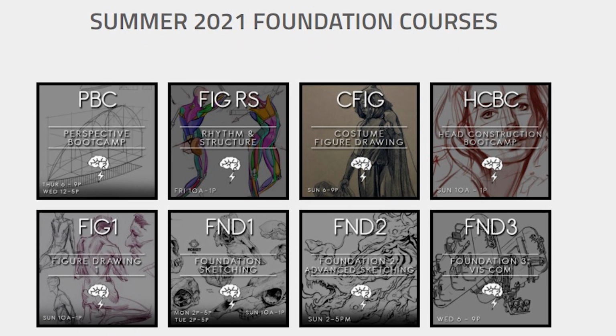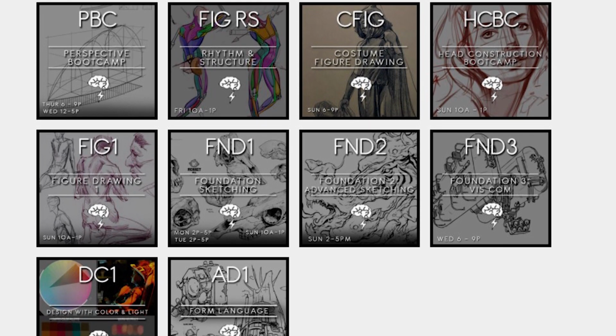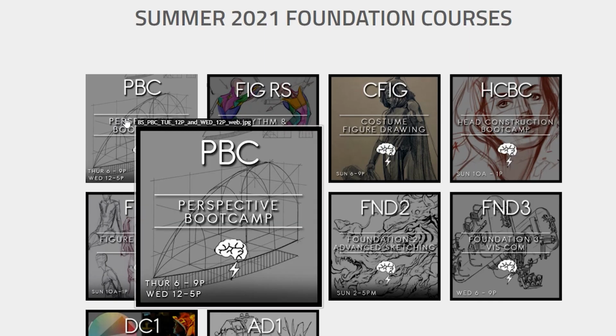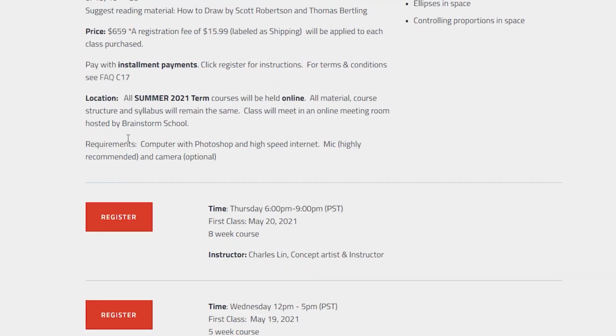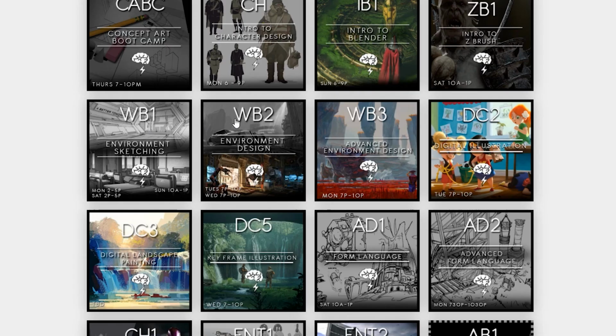Foundation goes over perspective bootcamp, figure drawing, visual communication and form language. If you're at the beginning of your journey, perspective should be always number one to go to. Also, all the classes are named with numbers, so you see which class is the first one, and you can actually go chronological from the first to the last one.